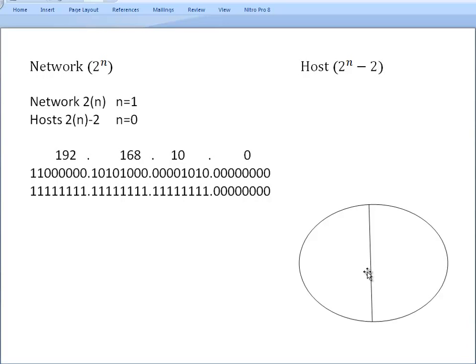Now to separate them into two networks, first of all, what do we have to do? Well, we have to start borrowing these zeros. We have to change these zeros into ones. The ones are already there. We can't touch them. We can't do anything to them. These zeros, we can manipulate them. So the first zero that we have to borrow is this zero here.